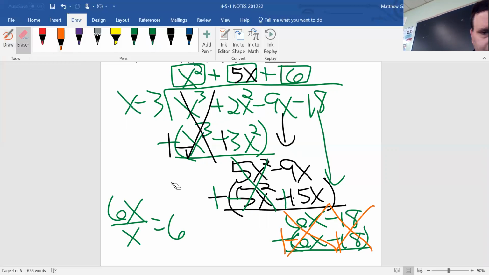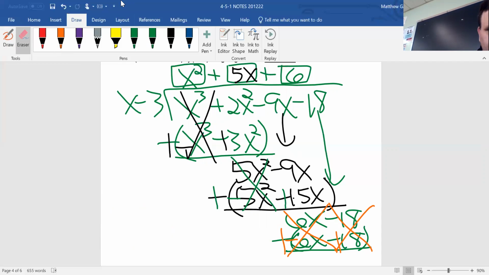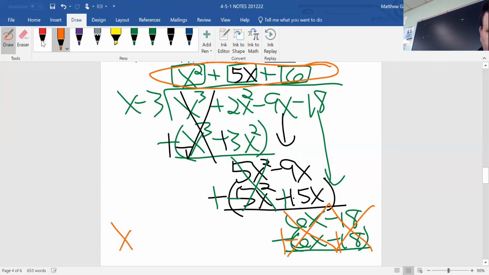When everything cancels, it means you have no remainder. So your quotient is written up top. You can simply circle it. That's okay. I'm going to write it down here.